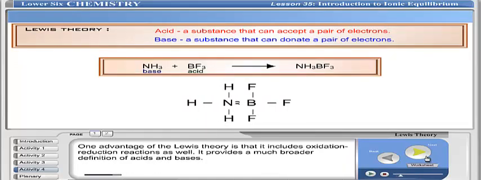One advantage of the Lewis theory is that it includes oxidation-reduction reactions as well. It provides a much broader definition of acids and bases.